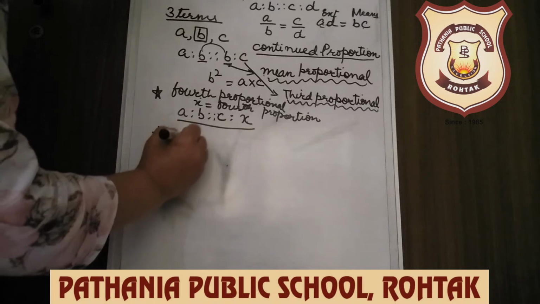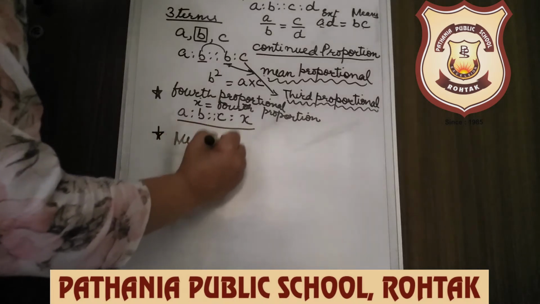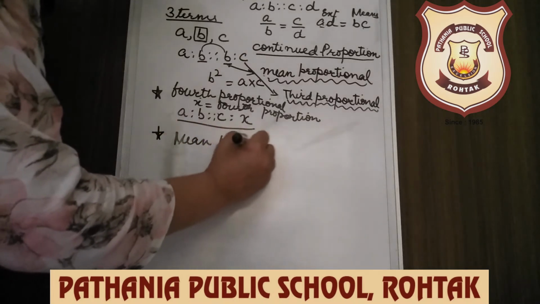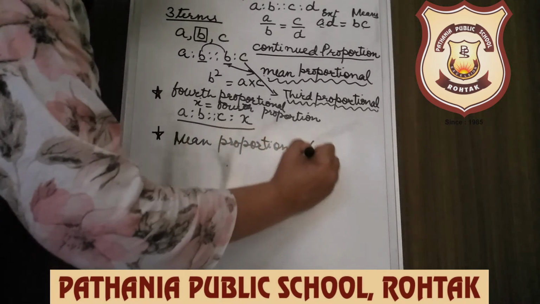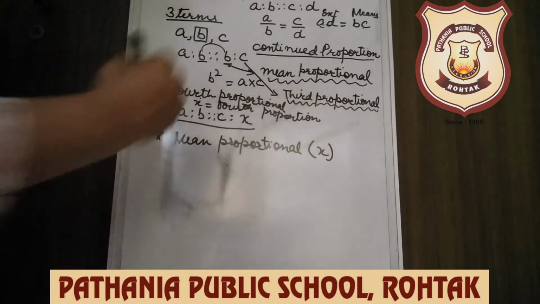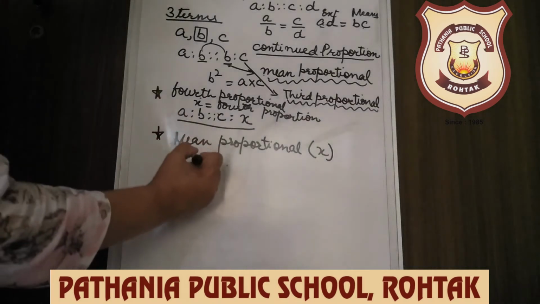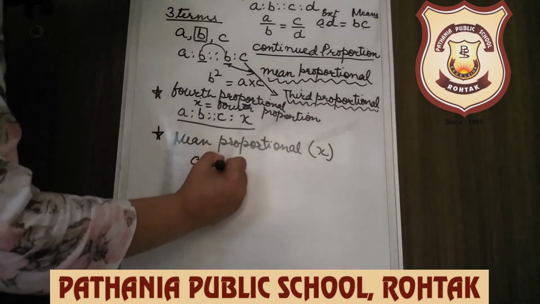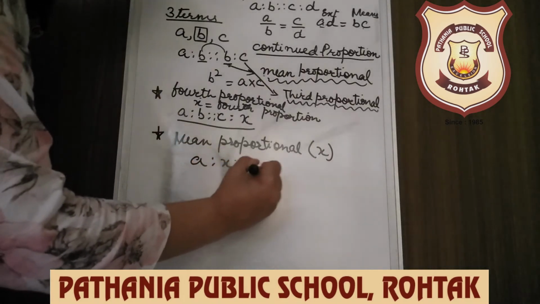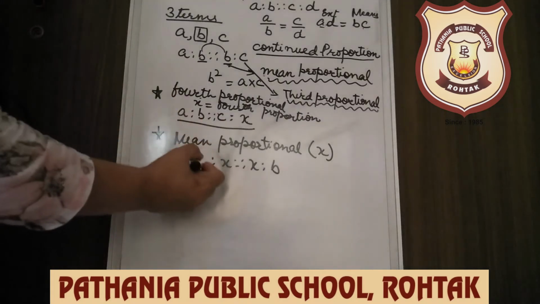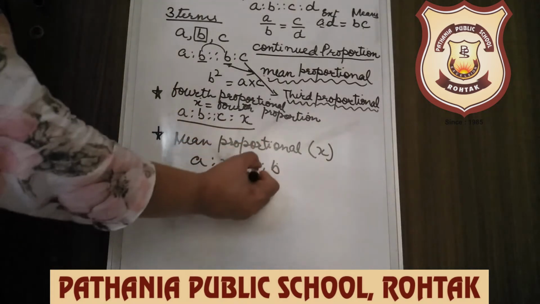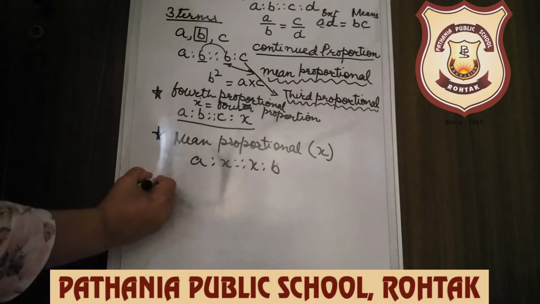When you have to find the mean proportional, let the mean proportional be X again. Then how will your equation be? Is this clear? Okay. Rest of the thing is going to be the same, the product of extremes, product of means.